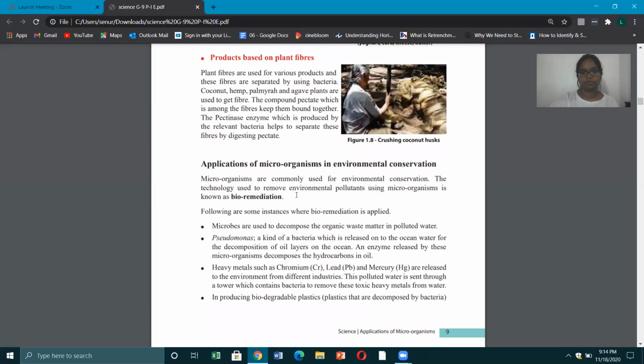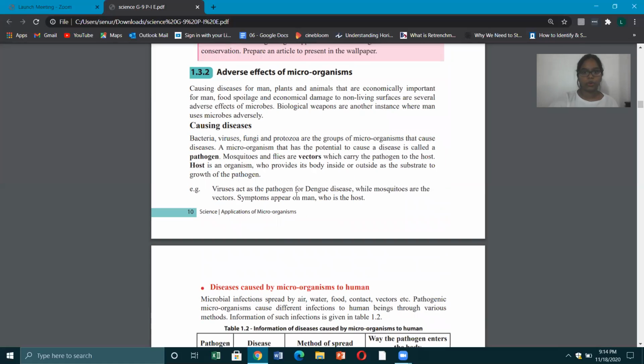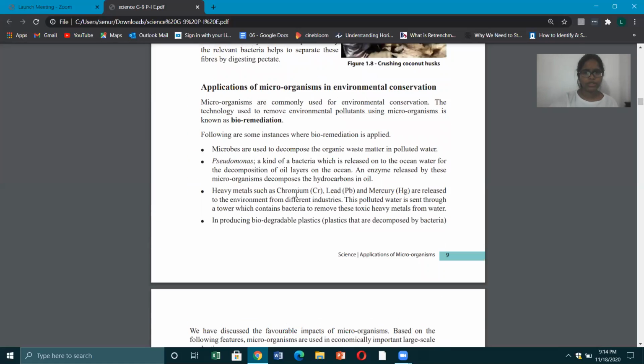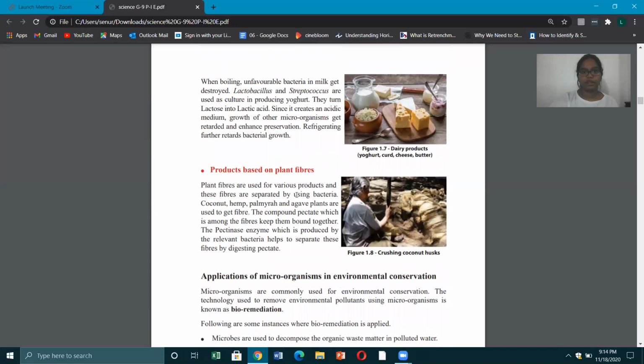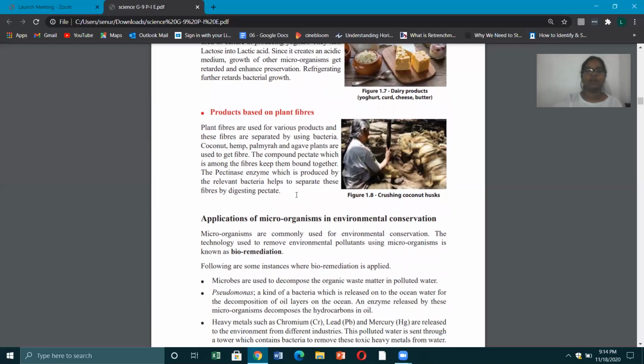That is also a very good strategy where you could retard the bacterial growth. Okay, so now we're going to talk about products based on plant fibers. Plant fibers are used for various products, and these fibers are separated by using bacteria. Coconut, hemp, palmyra, and agave plants are used to get fiber. The compound pectate, which is among the fibers, keeps them bound together. The pectinase enzyme, which is produced by the relevant bacteria, helps to separate these fibers by digesting pectate.